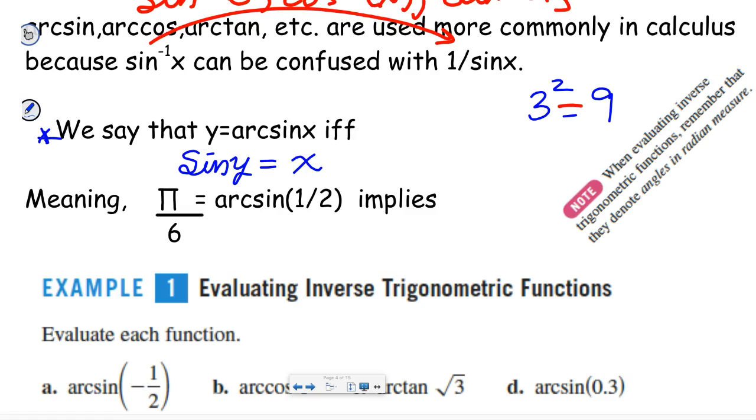When you're doing an inverse trig function, your answer is an angle, right? So be careful with that. This statement right here is very true. Pi over 6 is the arcsine of a half. That's because the sine of it, its inverse operation, the inverse of arcsine is sine, is equal to 1/2. Those are equivalent statements.